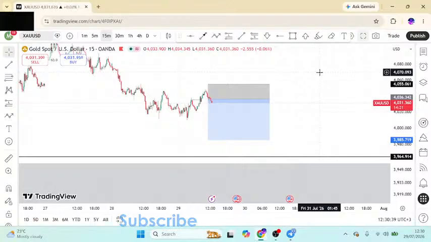Wow, look at that push right there. So let's see this. We are seeing it retracing back. Let's watch it keenly.